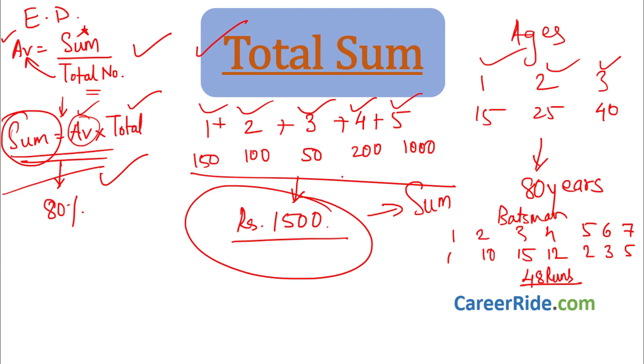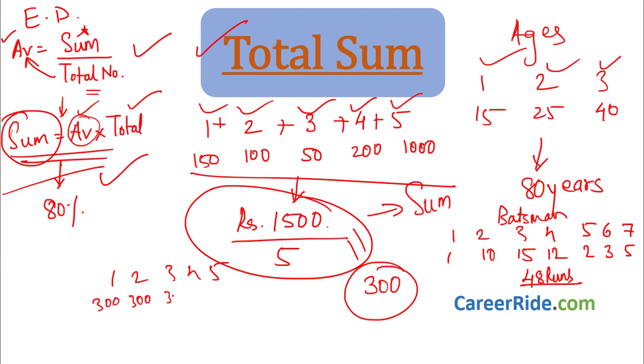1500 is there. Total number of members is how much? 5. So what is the average amount of money with each member? 300 rupees, right? So if there is 150, 150, 200 and 1000, and say there are other 5 people, 1, 2, 3, 4 and 5, and each one is given 300 rupees, still the total sum would come out how much? 300 plus 300 plus 300, 5 times, that would be 1500 only.